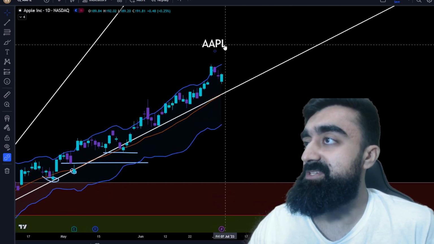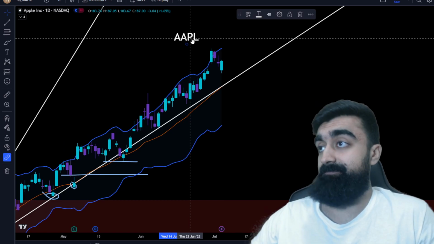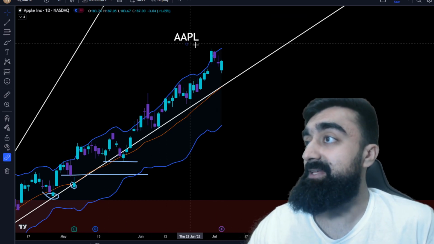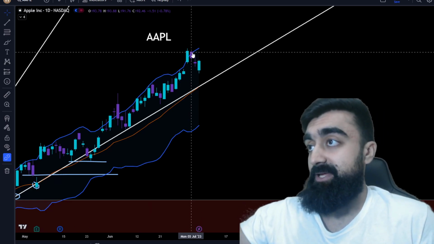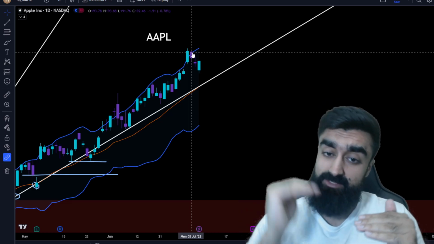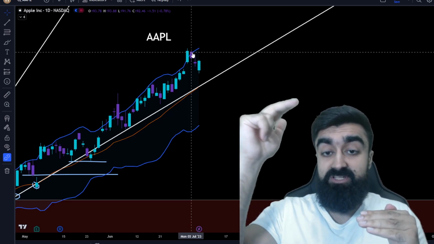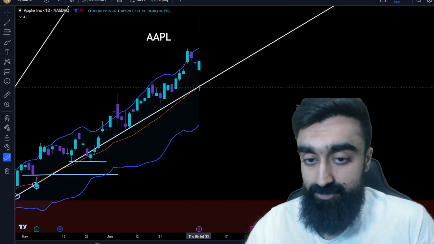And the reason for this is because Apple, this is a daily chart of Apple, and I went over this over the weekend. Apple opened outside of its upper level of the Bollinger Band. The Bollinger Band is very important because the upper and the lower level is 1 standard deviation away from the median line, which is the 20 exponential moving average.